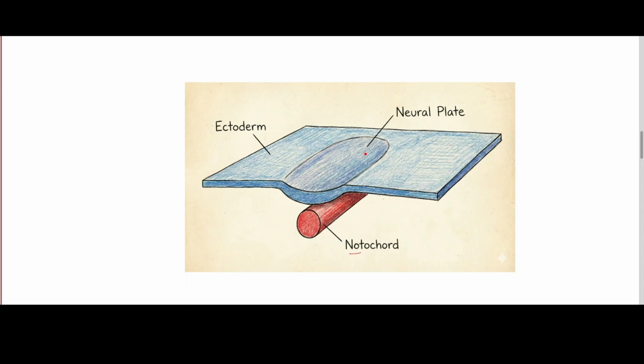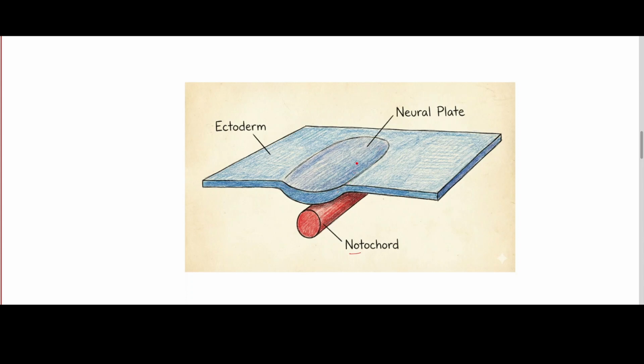Essentially, the neural plate is broad at the cranial end and narrow at the caudal end. So the cranial end eventually forms the brain, while the caudal end eventually forms the spinal cord.